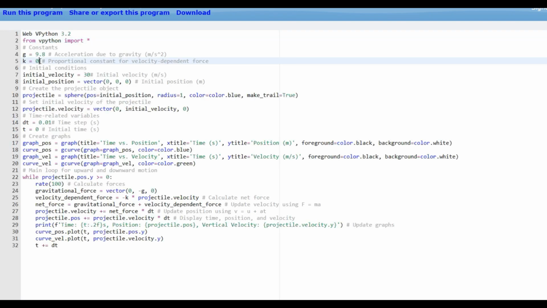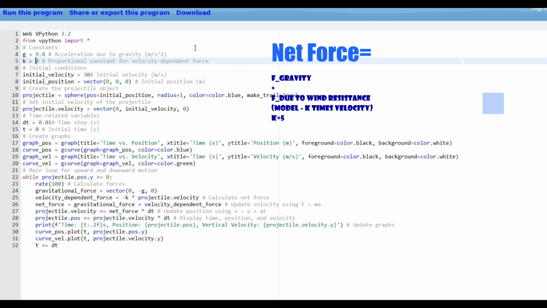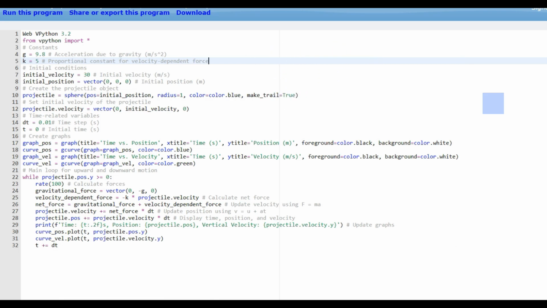Now in this scenario, a projectile is launched with an initial velocity of 30 meters per second. The motion of the projectile is influenced by two forces, the force of gravity, g meters per second squared, and another force that is proportional to its velocity, denoted by k times v. For this explanation, let's set the value of k to 5, indicating that we are now considering the impact of wind resistance. In this case, the projectile experiences the combined effects of gravity and wind resistance.